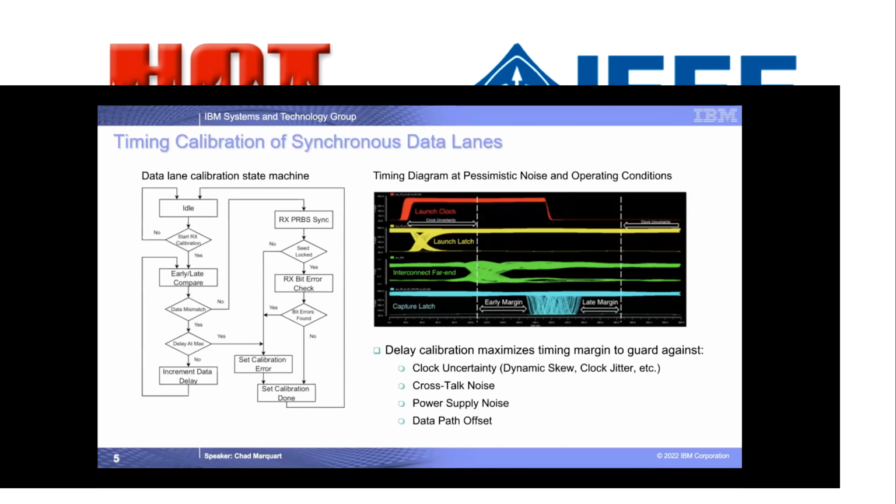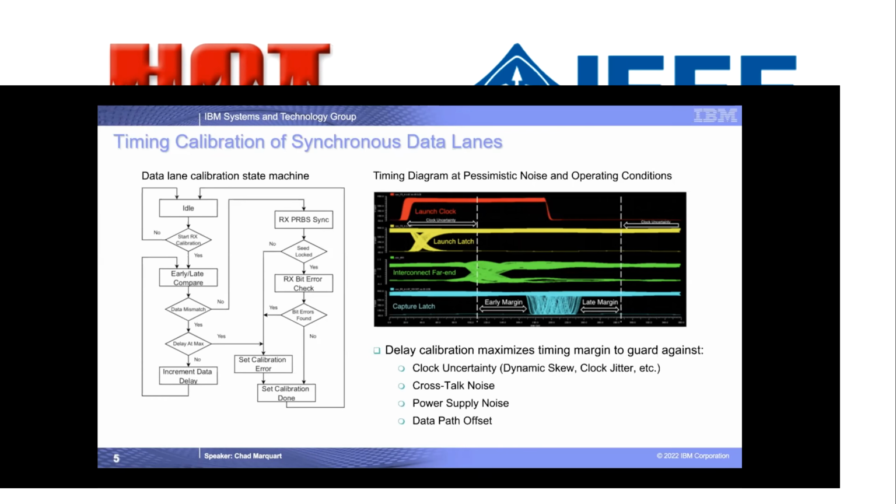The calibration routine performed on the path delay of the synchronous data lanes is described by the flowchart on the left side of this slide. Before this calibration is performed, a minimum required timing margin is programmed into both the early mode and late mode delay lines to ensure there is sufficient margin to guard against a worst-case clock skew and clock jitter event.